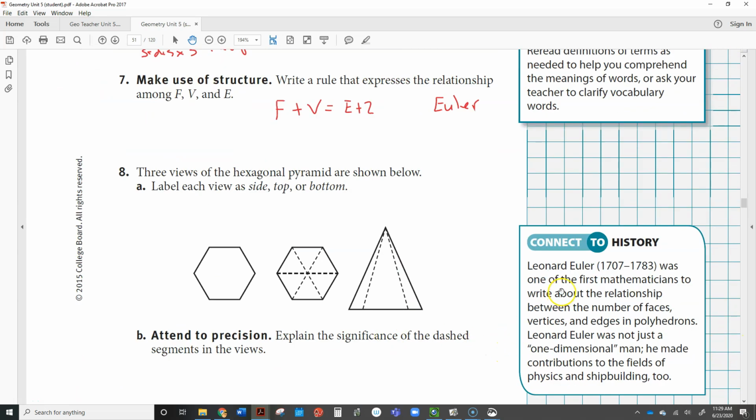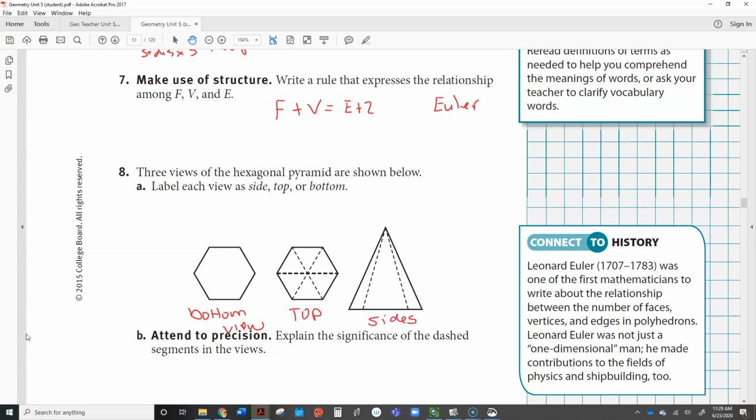Okay, we can talk about different views. So if we imagine this hexagonal pyramid, if you hold it up and look at the bottom so that you can't see that it's got triangles coming off the sides, then this will be all you see. If you set it down and you stand directly above it and look down, this is what you see. So this would be a bottom view. This would be a top view. And it looks like this right here would be the side view.